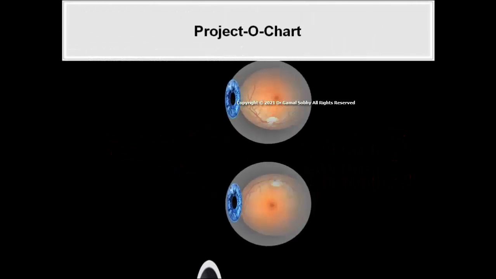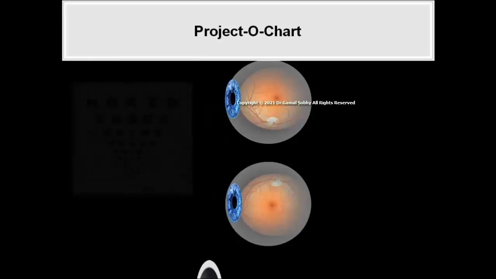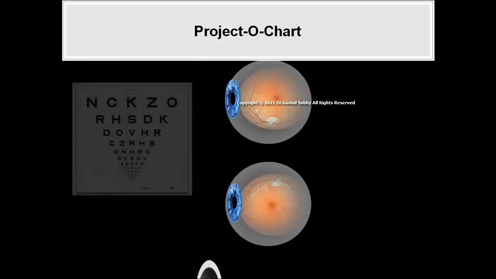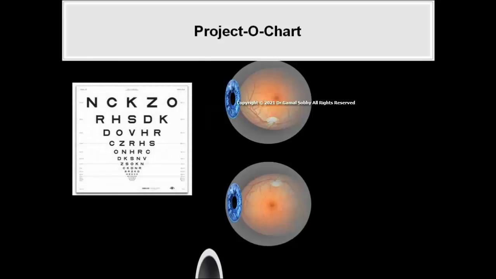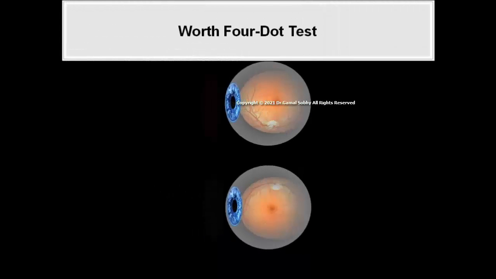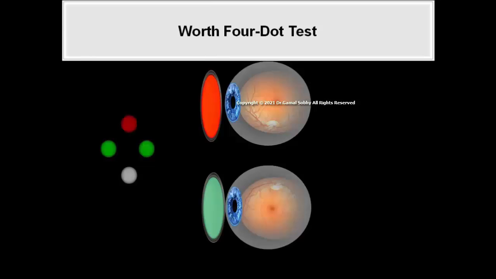A more effective test for foveal suppression is to measure the visual acuity of each eye under binocular conditions with the projector chart slide. A decrease of visual acuity of one eye that is not present when the eye is tested under monocular conditions will indicate foveal suppression. Suppression can also be diagnosed with the Worth 4-dot test.